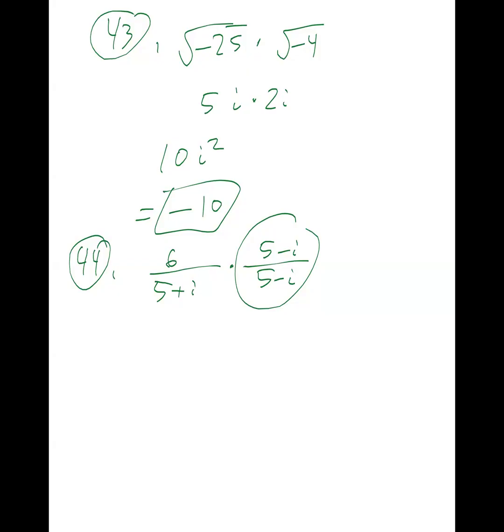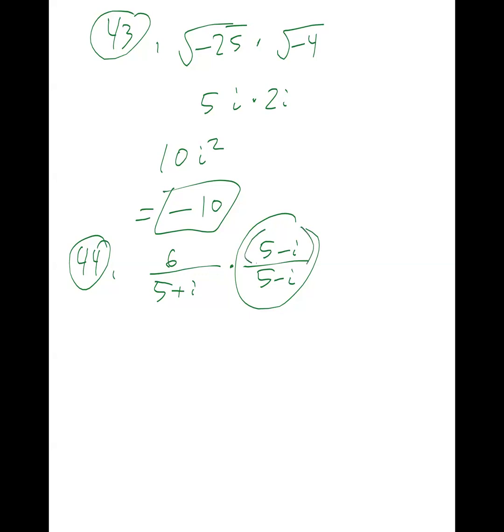How do you rationalize the denominator? By multiplying by what? The conjugate. So it's the same way. When you have a denominator that's 5 plus i, that's not a real number, so you have to multiply by the conjugate of 5 plus i. What's the conjugate of 5 plus i? 5 minus i. You switch the sign in the middle. So that's why I multiplied by the conjugate.